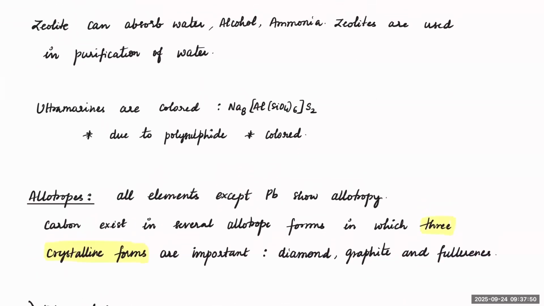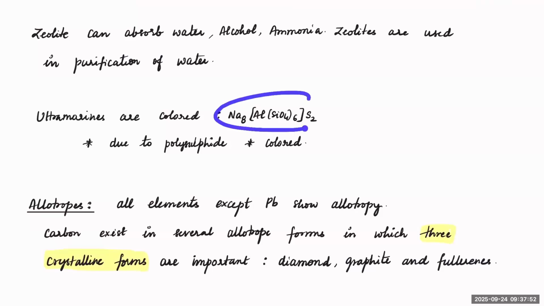Next, you have ultramarines also, which we see in coral reef. These stones are very colored, extremely colored structures. That is because of sulfur-sulfur linkage between the feldspars, or sorry, zeolites. If you have sulfur-sulfur linkages, those polysulfide linkages are responsible for showing that color. And we call them ultramarines.